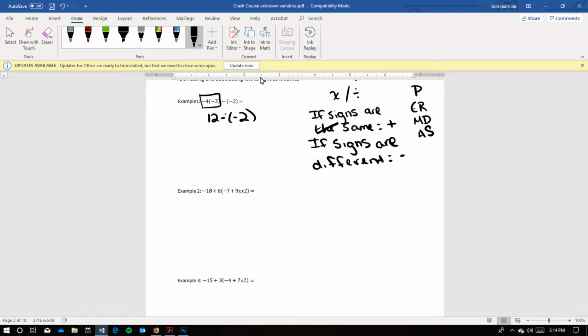Alright, so I have a double negative here. Whenever I have two negative signs beside each other, it's as if there's an understood 1, and I'm multiplying that -1 to that -2, and that means that two negatives in multiplication is actually going to give me a positive. Alright, so those two negatives are going to turn into one big positive. So 2 plus 12 is going to give me the answer of 14.